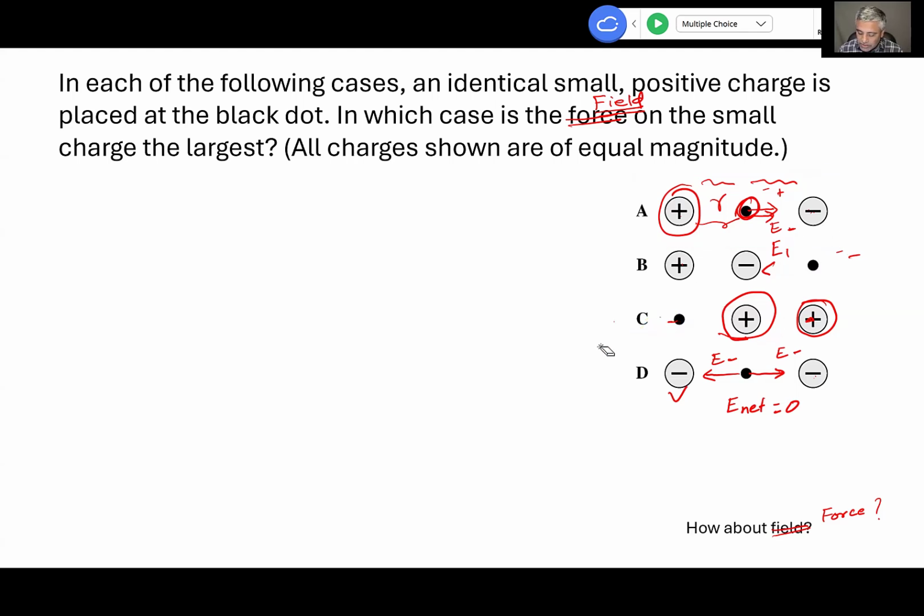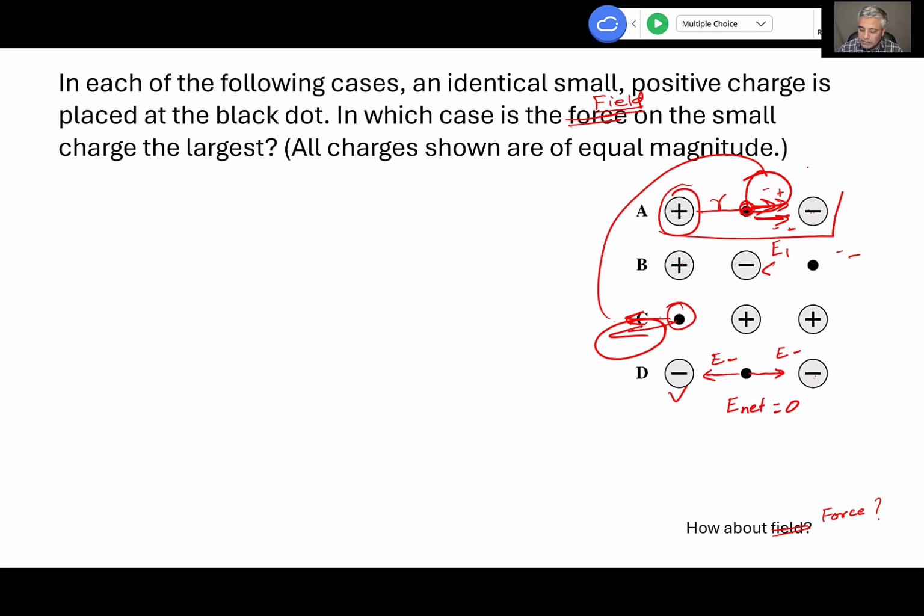Quite a few also chose C. I guess you thought both are positive, so they push harder. But remember, here this is pushing, but this is pulling at the same time, and they have equal values because they are at equal distance from the point. But over here, although both of these are acting in the same direction, one is larger than the other, and the larger one in this case is equal to one of these here. That means this one is definitely going to be larger.